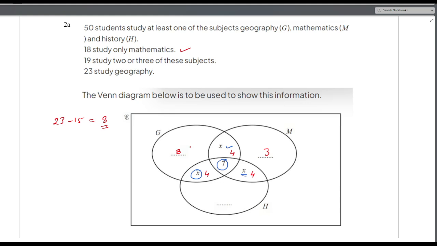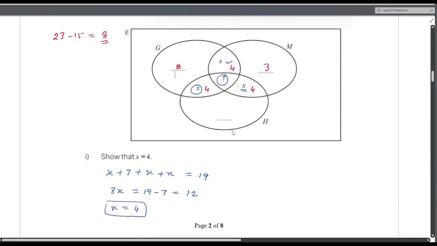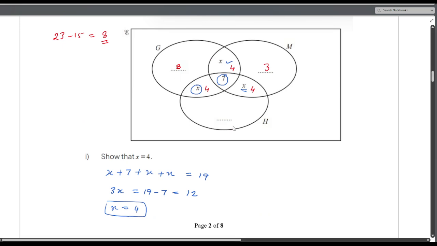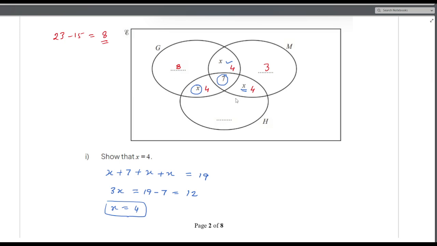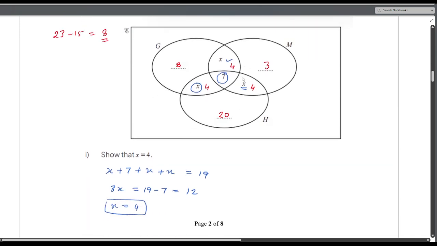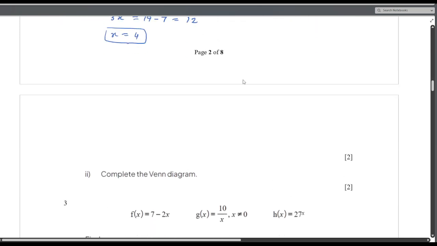Now there are a total of 50 students who study at least one subject. So already this 8. And those who are studying two or more than two subjects are 19 students. So 19 plus 8 plus 3. Okay, so a total of 30 students we covered. Out of 50, 30 we covered. So here the remaining number of students will be 20. Okay, so this is your complete Venn diagram. Okay, for 2 marks.